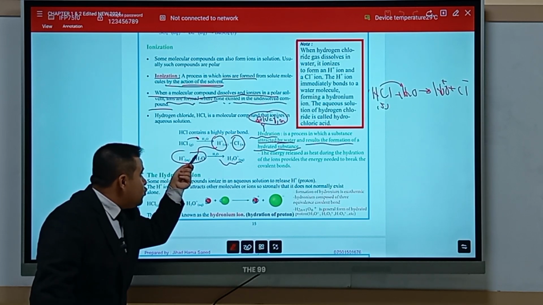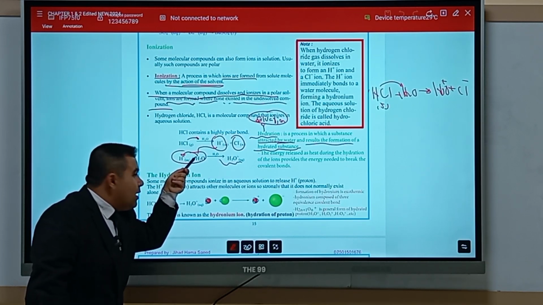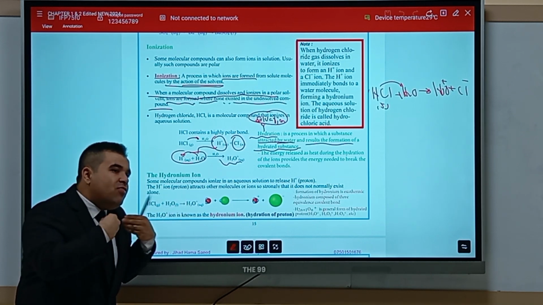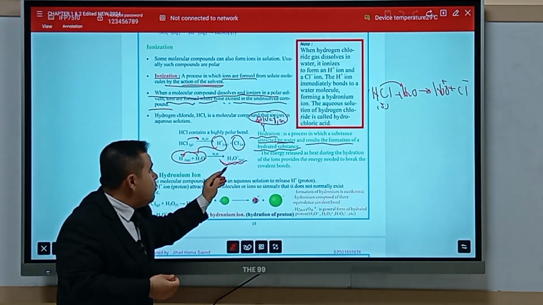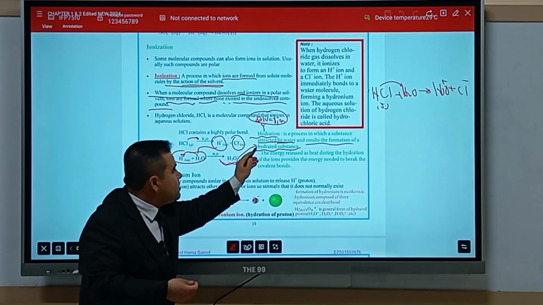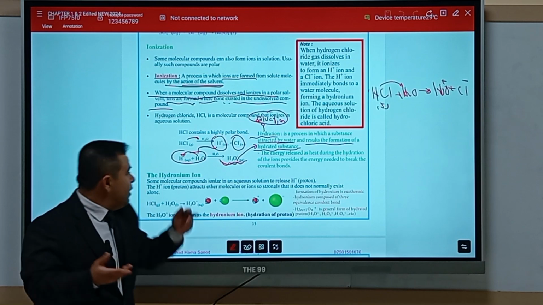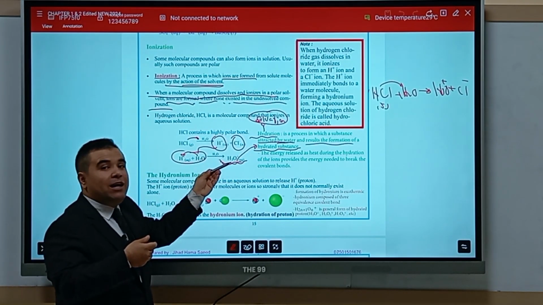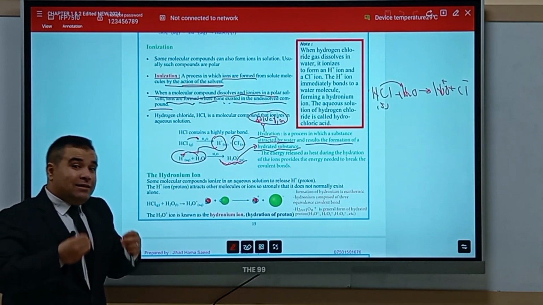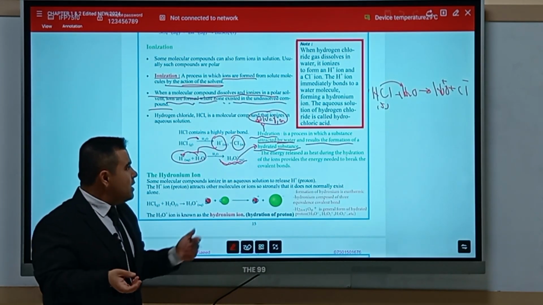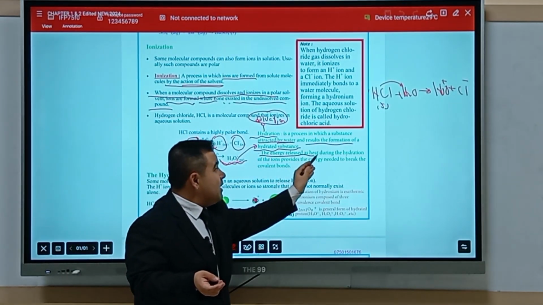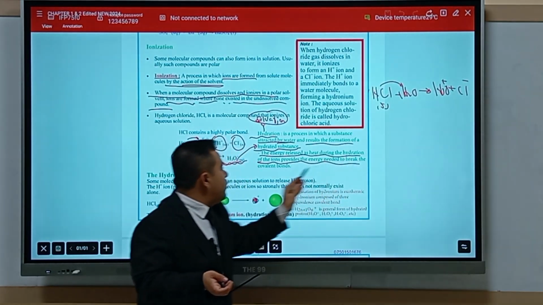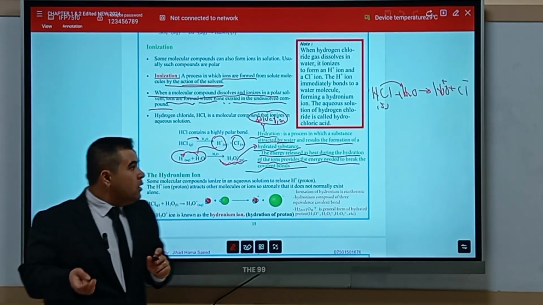When the H+ is attracted by water, the water is going to attract the proton, and the result is a hydronium, which we call the hydrated substance or hydrated proton. Here a proton is attracted by water to form a hydrated proton. And this process, guys, is an exothermic process. The energy released as heat during the hydration of the ions provides the energy needed to break the covalent bonds.